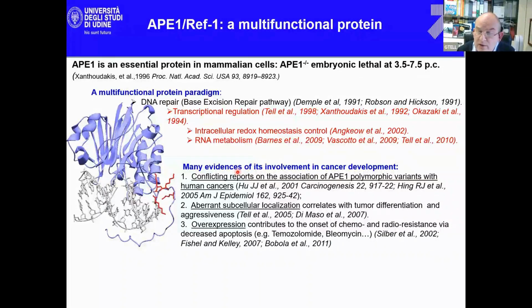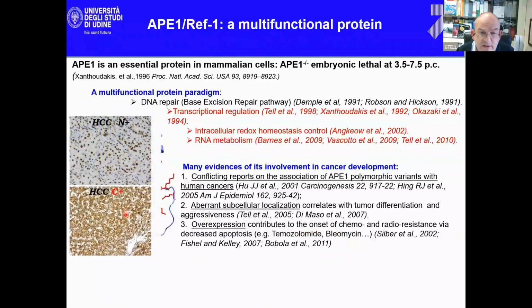Regarding the involvement of this protein in cancer development, there are some conflicting reports on the association of APE1 polymorphic variants with human cancer. But what we found over the years is that in many situations there is an aberrant subcellular localization of the protein, which correlates with tumor differentiation and aggressiveness. In particular, not only nuclear but also cytoplasmic localization of the protein can be observed, and overexpression is generally associated with chemo and radio resistance of tumors, to different kinds of chemotherapy regimens, such as alkylating regimens or radiomimetics.